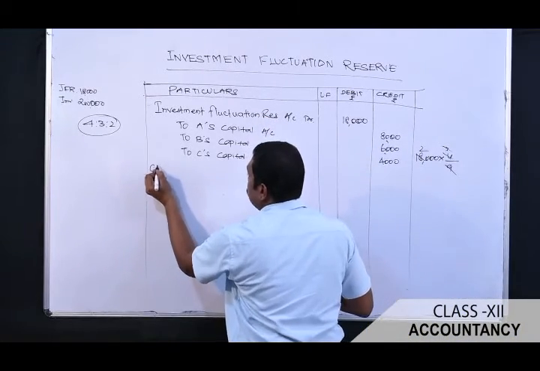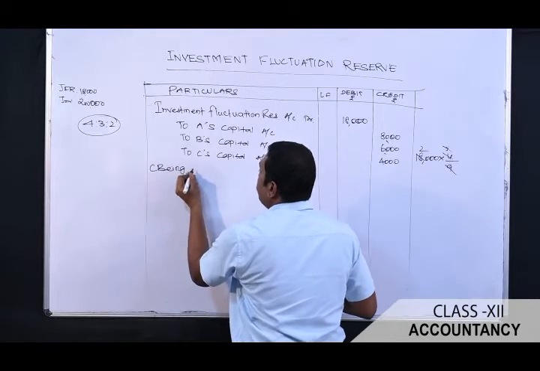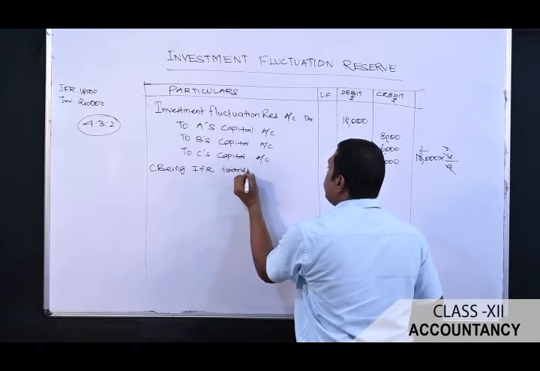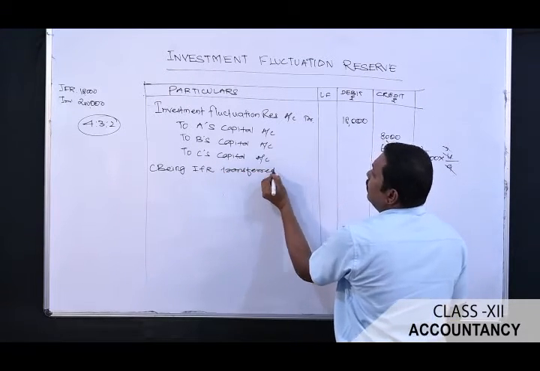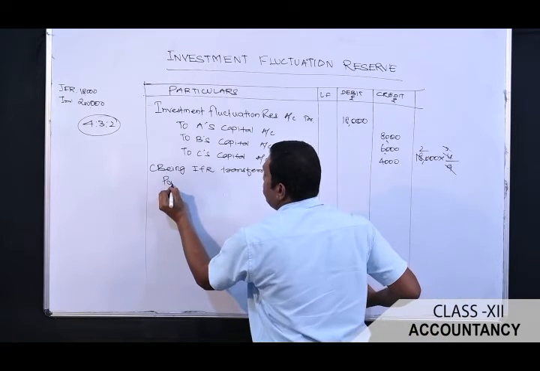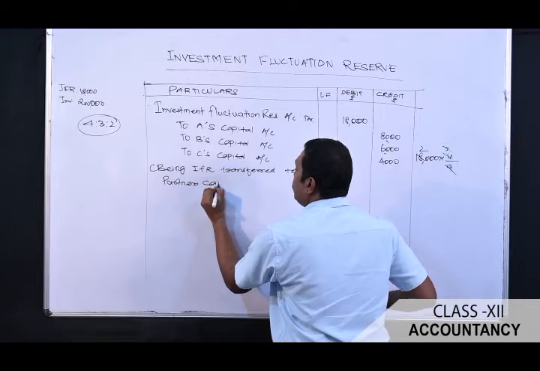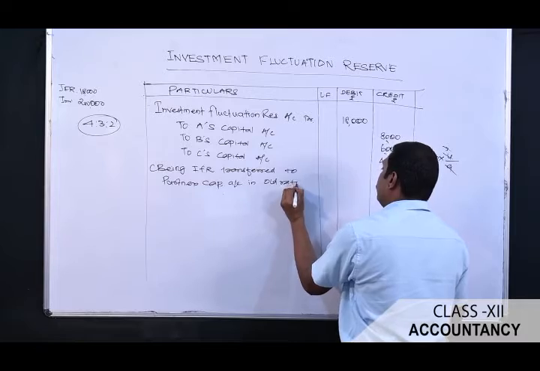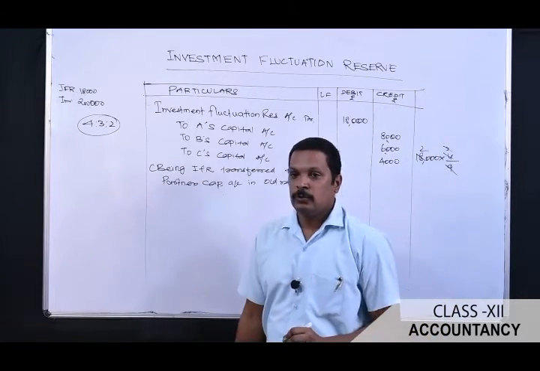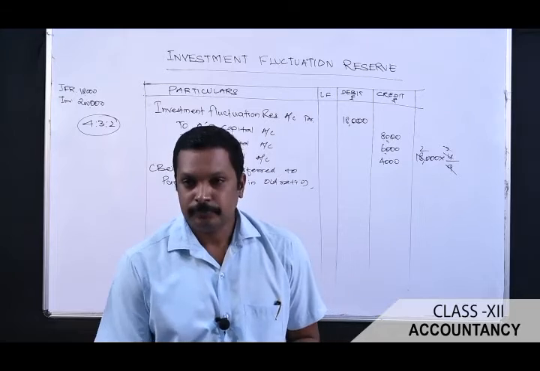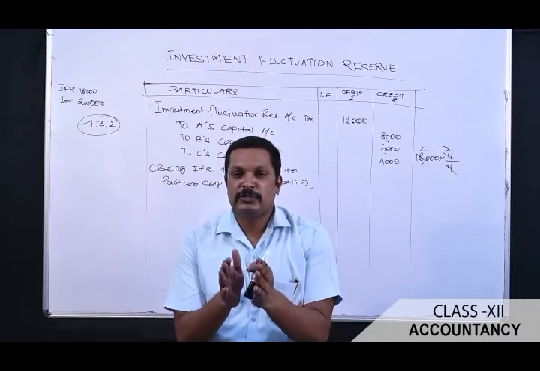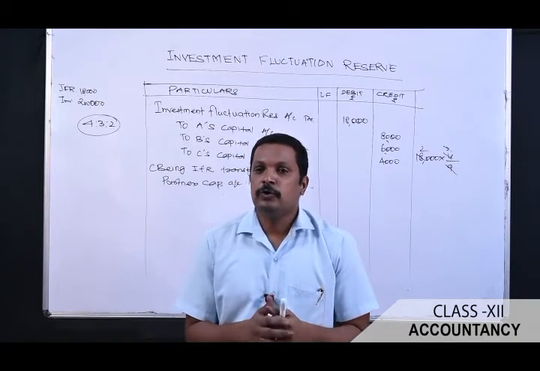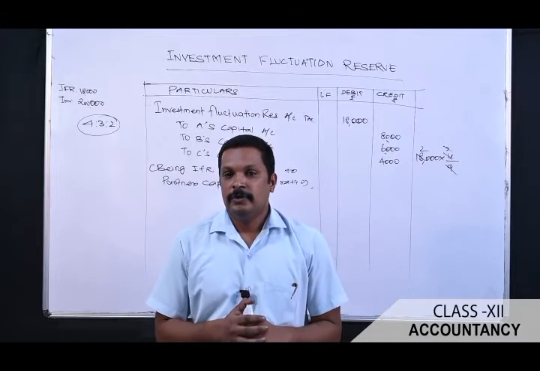So the narration will be: being investment fluctuation reserve transferred to partners' capital accounts in old ratio. Okay, so once again I repeat the entry. The entry is investment fluctuation reserve account debit to respective partners' capital accounts, to A's capital account, to B's capital account, to C's capital account. This is the first case.